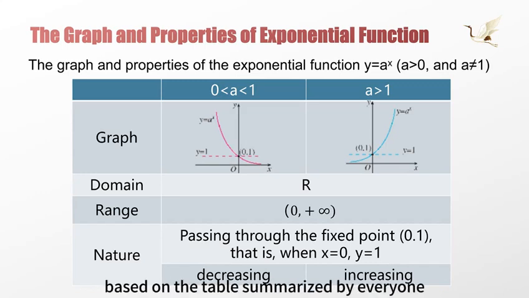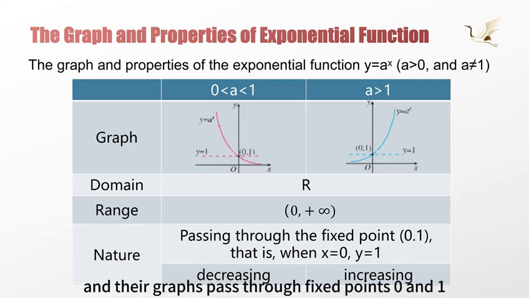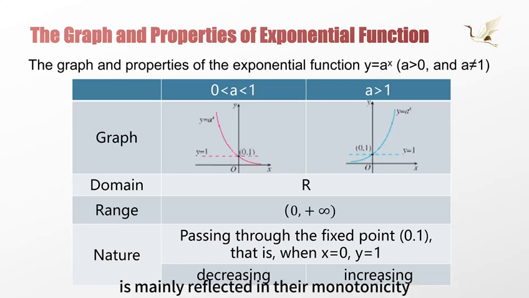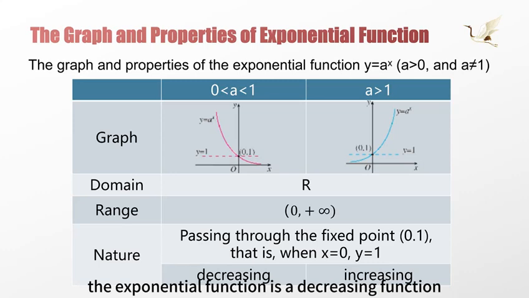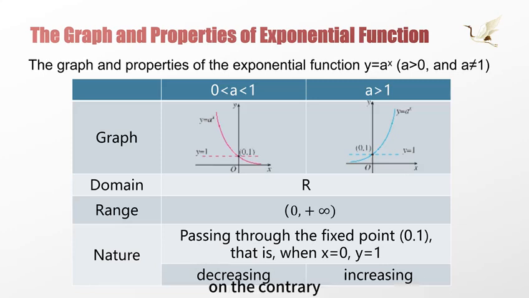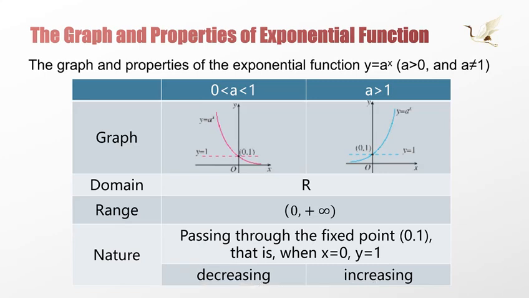Based on the table summarized by everyone, let's look at the commonalities of exponential functions when a is greater than 0 and not equal to 1. We found that regardless of the value of a, the domain of the exponential function is R, the range is the open interval from 0 to positive infinity, and the graphs pass through the fixed point (0, 1). The difference between the two types is mainly in monotonicity. When a is greater than 0 and less than 1, the exponential function is decreasing. When a is greater than 1, it is increasing. Conversely, when the exponential function is decreasing, a is between 0 and 1, and when it is increasing, a is greater than 1.